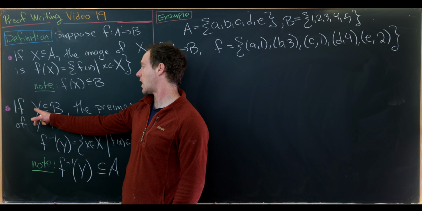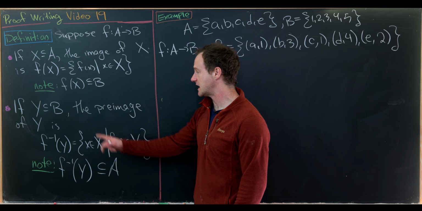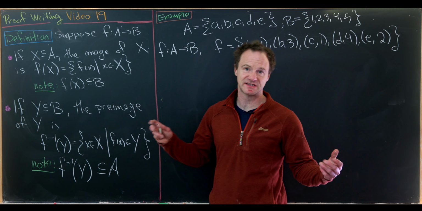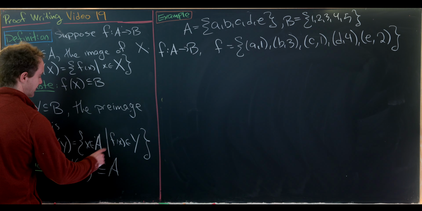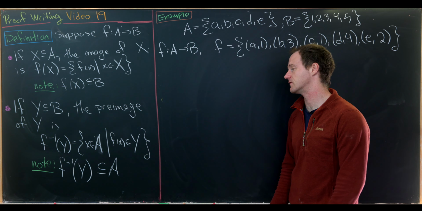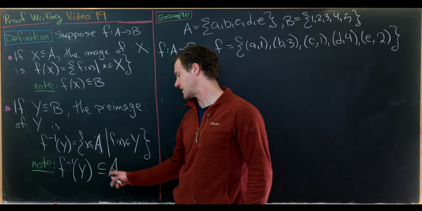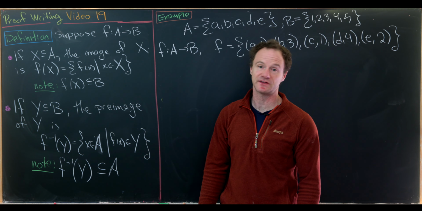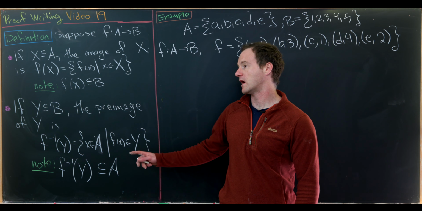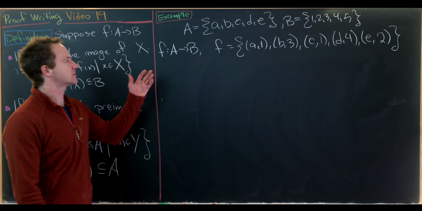Next, if we take Y to be a subset of the codomain B, the preimage of Y, which we'll denote by f inverse of Y, or just say the words preimage of Y, it'll be the set of all x in A such that f of x is an element of Y. Now let's notice that f inverse of Y, or the preimage of Y, is a subset of A, so that's important. The image is a subset of the codomain, whereas the preimage is a subset of the domain. Okay, let's look at an example.